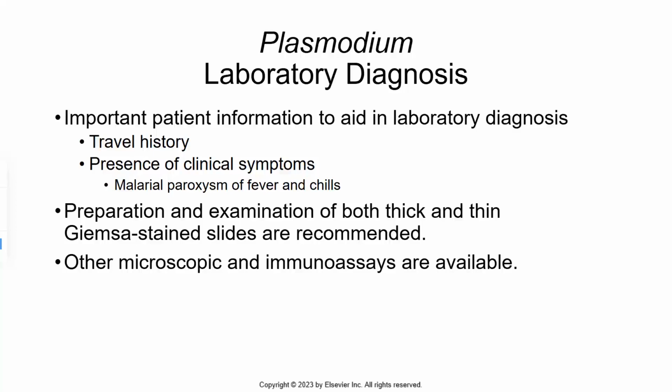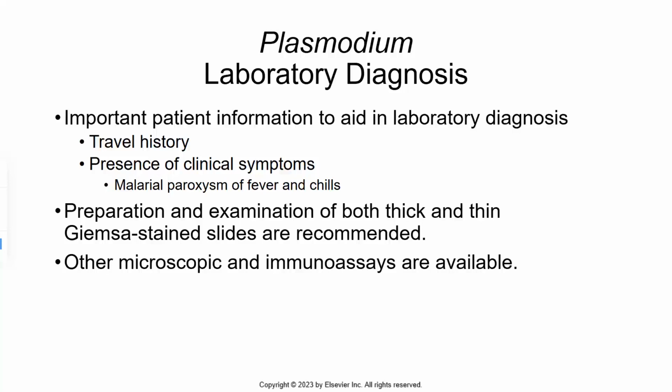Important patient information to aid in laboratory diagnosis: travel history. It's very important to know which part of the country they were coming from or traveled from, and the presence of clinical symptoms, malaria paroxysm, fever and chills, because that's going to help distinguish it from Babesia or other types of apicomplexan infections.